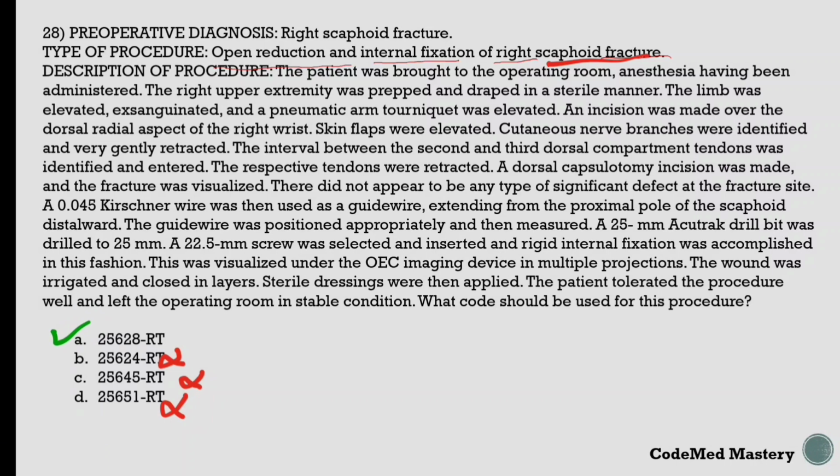Our right answer is option A, 25628. That is open reduction, internal fixation of carpal scaphoid fracture, includes internal fixation. So the main thing you have to look for in case study questions is the type of procedure done, and try to eliminate options by looking at the options directly. I hope you're clear with it. Let us move on to the next case study question.